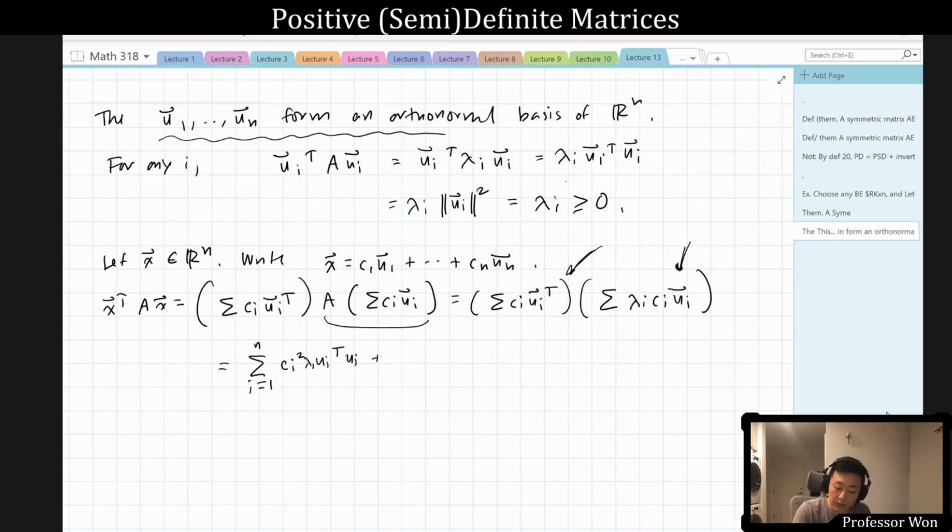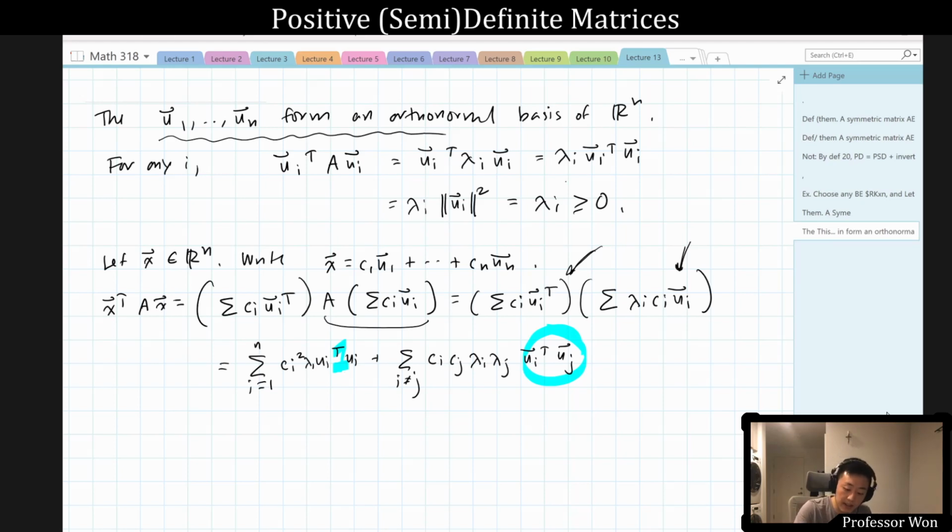And then I'll get all the terms where they're different. All i not equal to j, c_i c_j, lambda_i lambda_j, u_i transpose u_j. Right? All the terms in this product are either the i's match or the i's don't match. But all of these quantities are 0. And all of these quantities are 1, because this is an orthonormal basis.